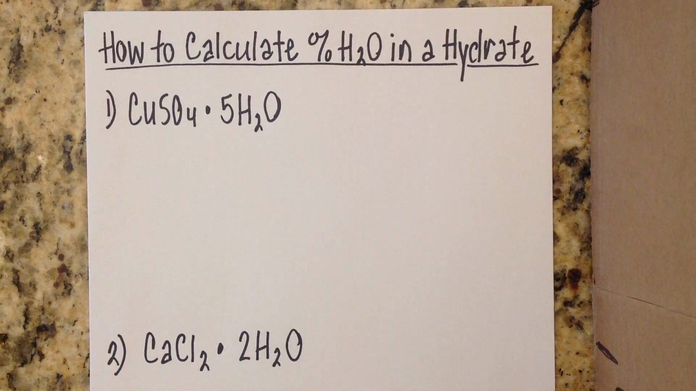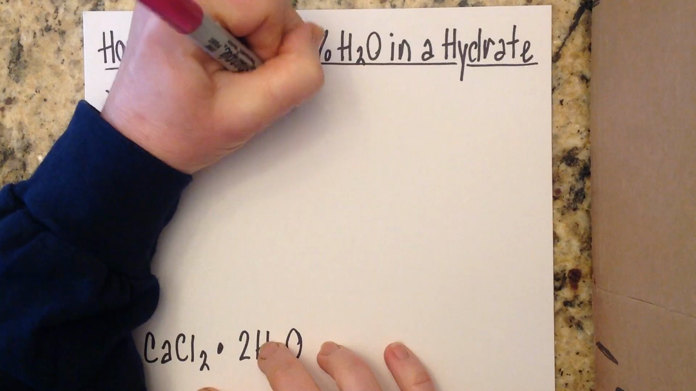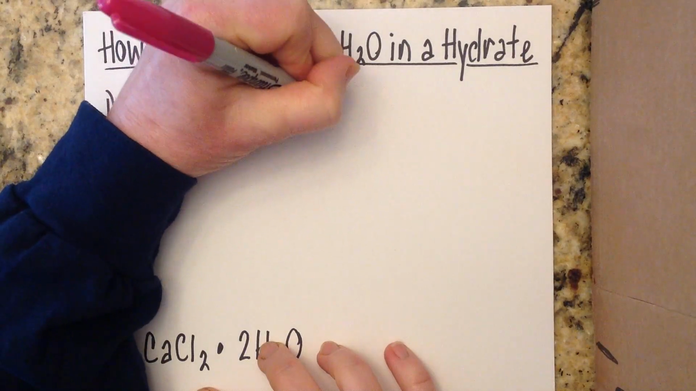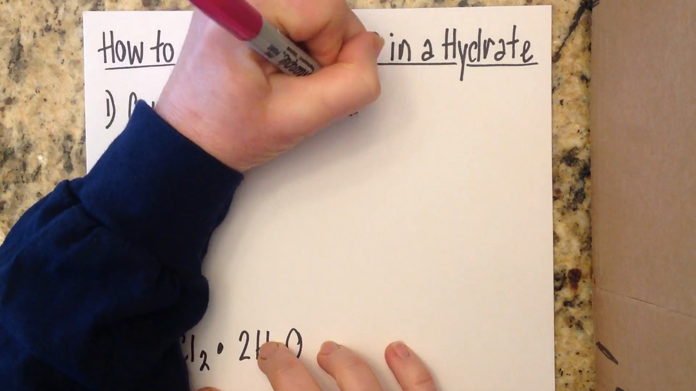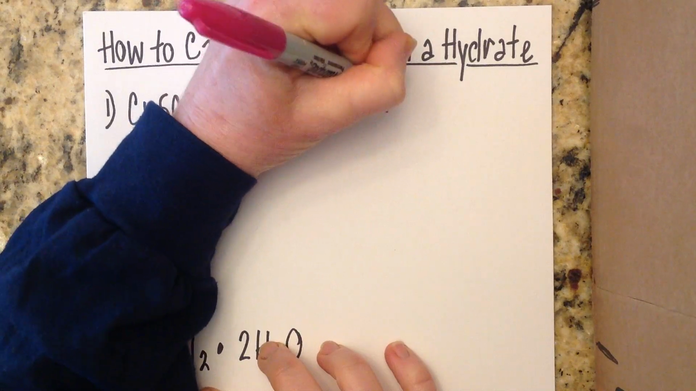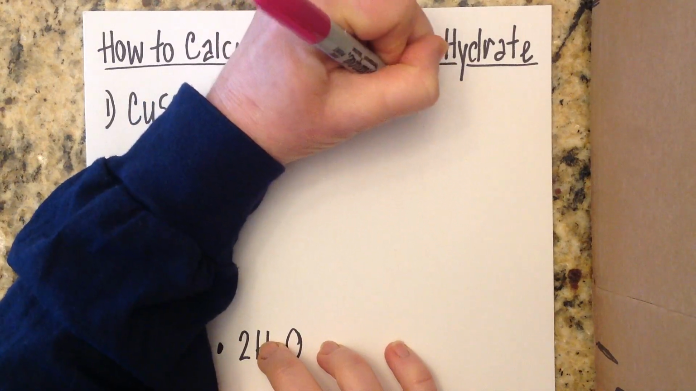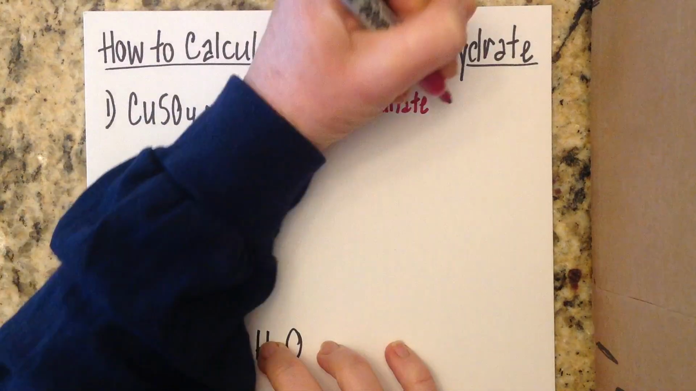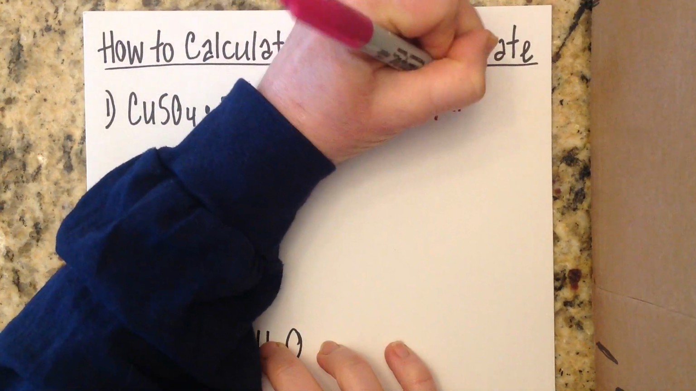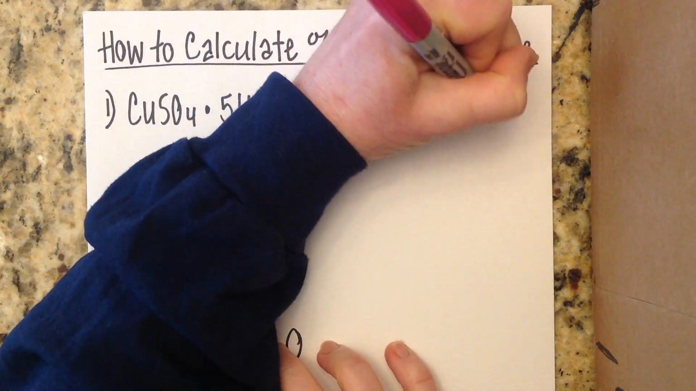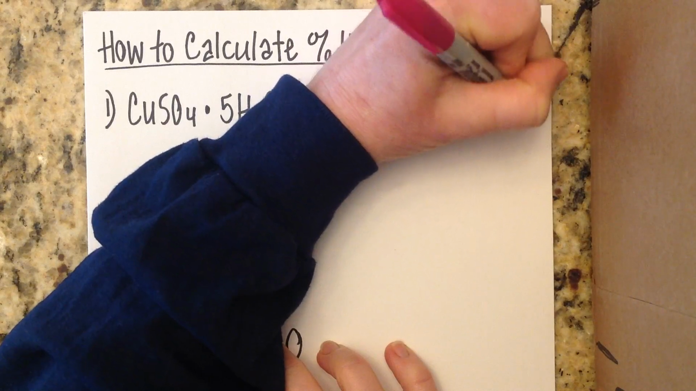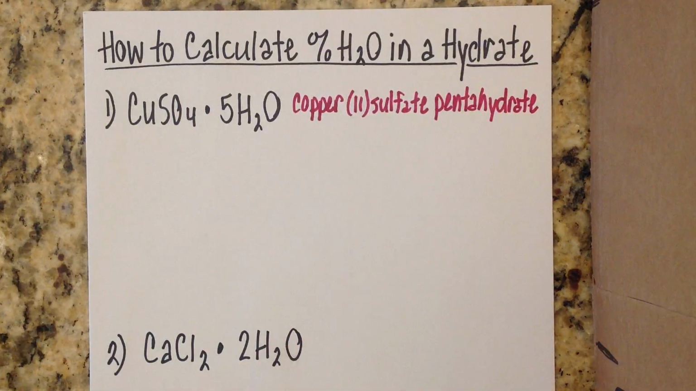All right, so the first thing I'm going to do here is go ahead and name it. And we already know this one. This is copper(II) sulfate pentahydrate. So there's our name.